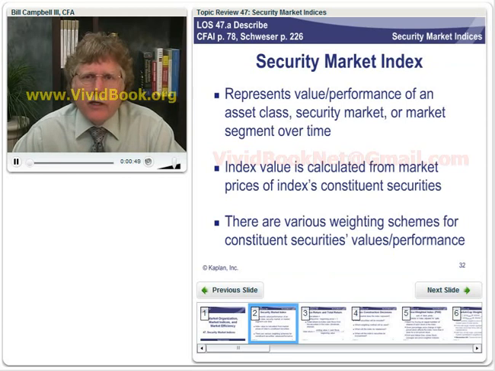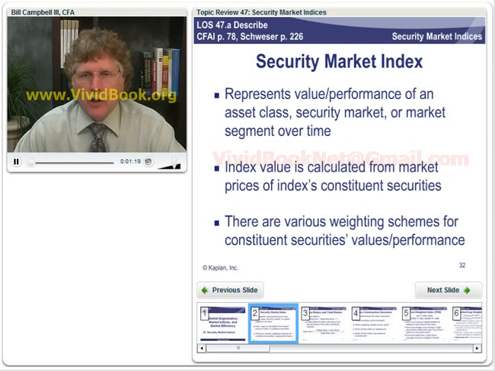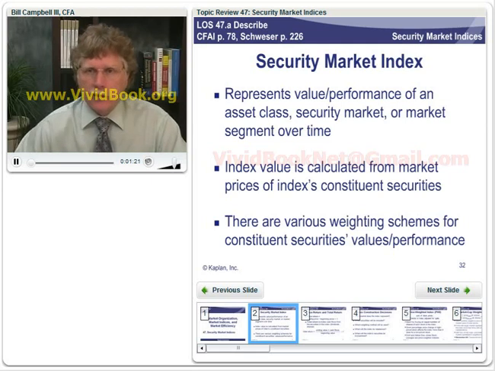The index value is calculated from market prices on the securities. So we take a look at the securities that we have in our index. As those security prices change, as I say, we treat this like a hypothetical portfolio, so the value of our portfolio changes. Notice this last bullet point. There are various weighting schemes that we can use for putting these securities in our portfolio. And if we use a different weighting scheme, then the total return on our portfolio is going to change. We'll talk about the different weighting schemes in a little bit so you can see what those differences are.